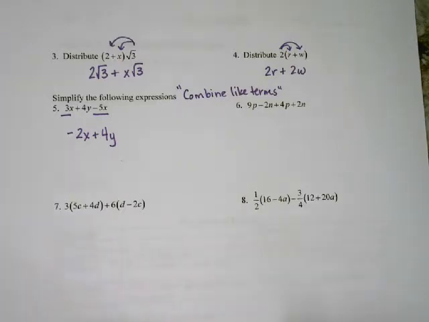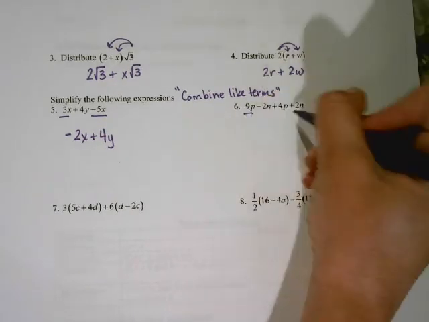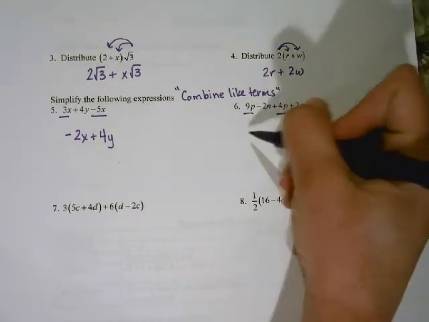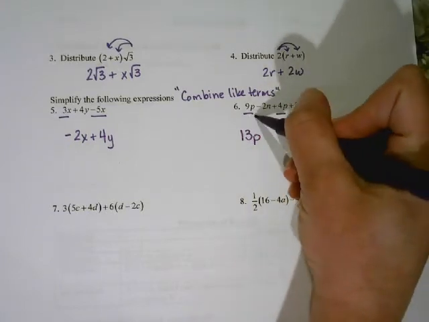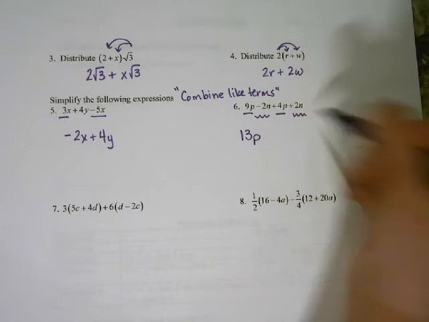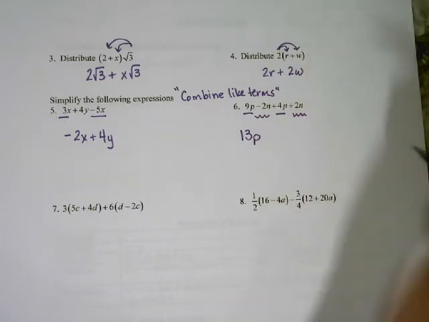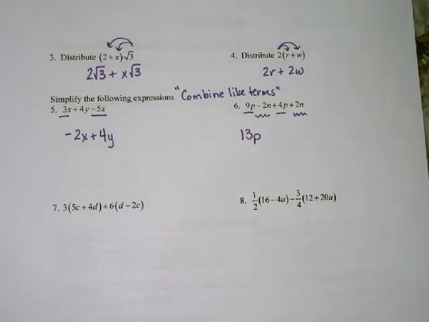All right, number 6. I have a 9p and a 4p. So 9p plus 4p is 13p. Then I have a negative 2n and a positive 2n. Those two are going to cancel, so I'm just left with 13p.